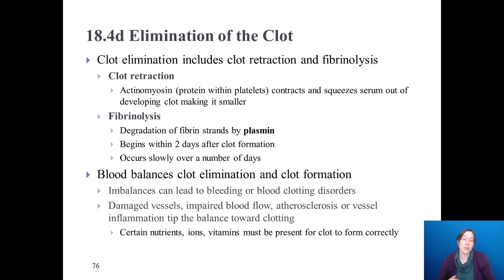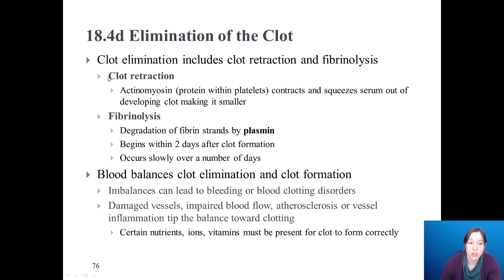All right, so we did talk about forming our clots. Clots are very important in stopping blood loss, but we don't want them to stay there all the time. We want to eliminate the clot once the vessel has healed. And so clot elimination includes clot retraction as well as fibrinolysis, right? Lysis means to break down, and fibrin here, so we're breaking down that fibrin. I know we took so many steps to build the fibrin before, and now we're going to break it down. So clot retraction happens first.